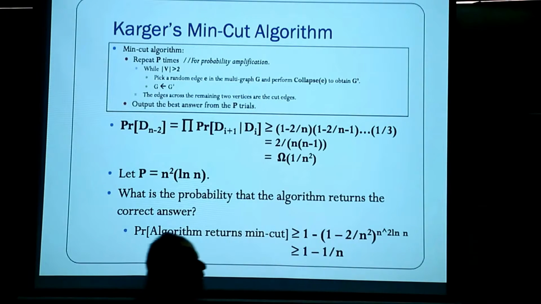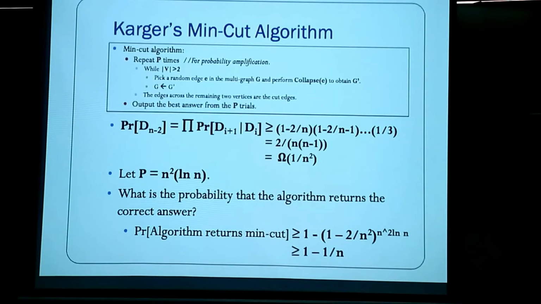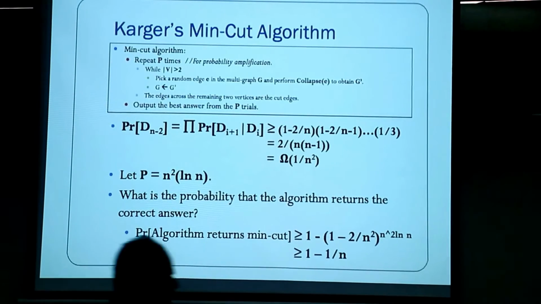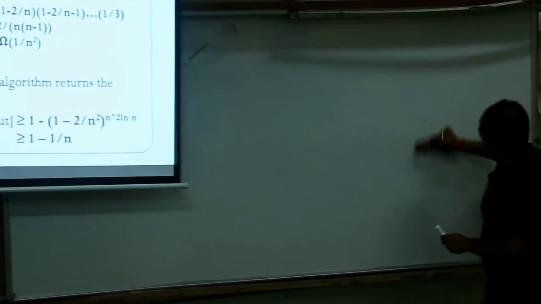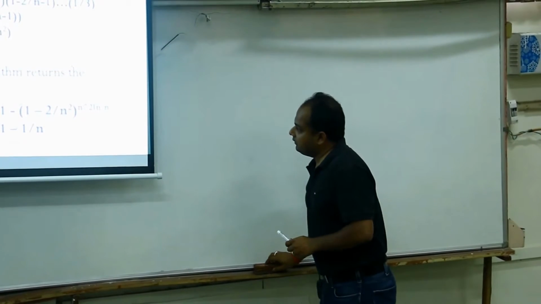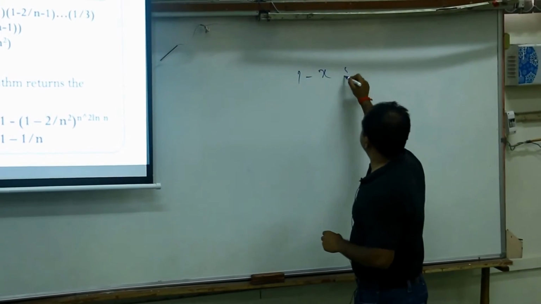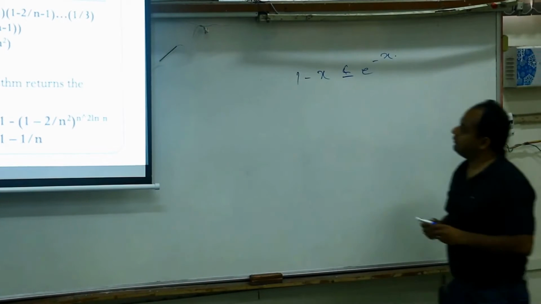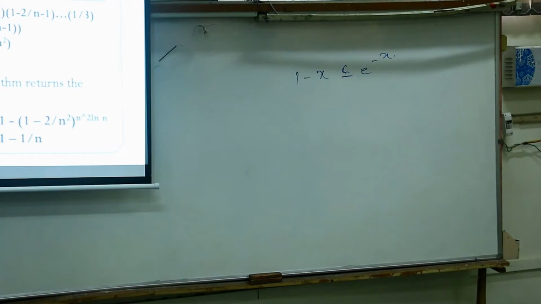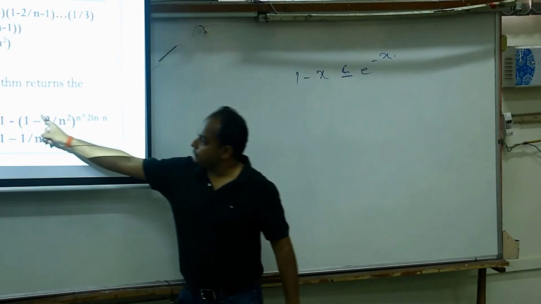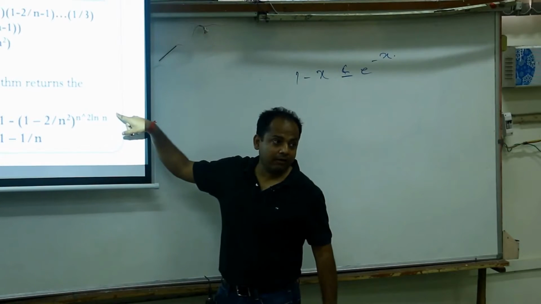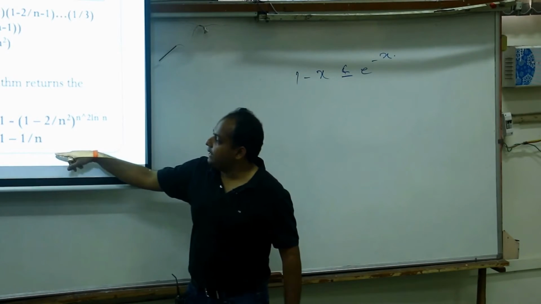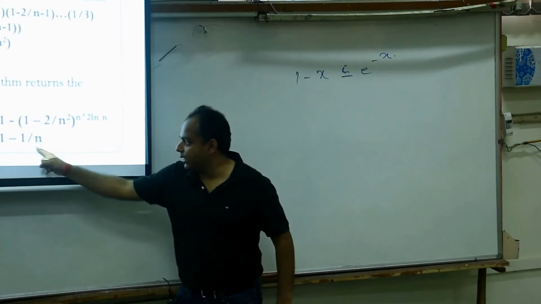Do people know what kind of inequality you use to simplify these kinds of expressions? Maybe that will also be useful. Have you seen this expression? You just use this expression here. So if you use this particular expression, then this quantity will be e to the power minus 2 by n squared log n. So it will be 2 log n. So e to the power minus log n will be 1 over n. That's why you get 1 over n here.